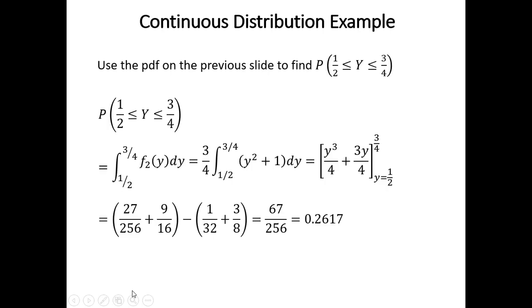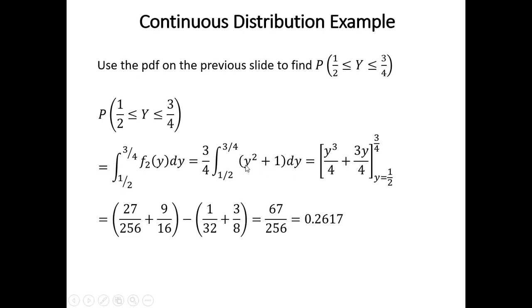For example, if you were given the PDF we saw in the previous example, suppose you were asked to find the probability y is between 1/2 and 3/4. Our first step would be to find the marginal distribution with respect to y. We did that, and we're going to use that here. You can see we go back here, I have 3/4 times y squared plus 1. So that's where that comes from. And now my limits of integration are 1/2 to 3/4. So now we work out this integral, all with respect to y.